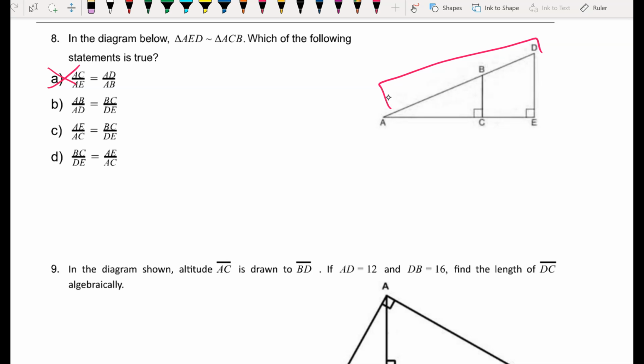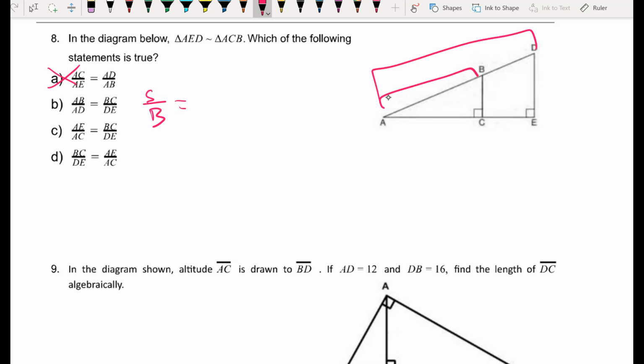But if I go to B, AB, a small side, over its corresponding big side AD, well, let's see, I should start with the small side again. BC, that's a small side, over its corresponding big side DE. So that must be my consistent proportion because it's small over big equals small over big.